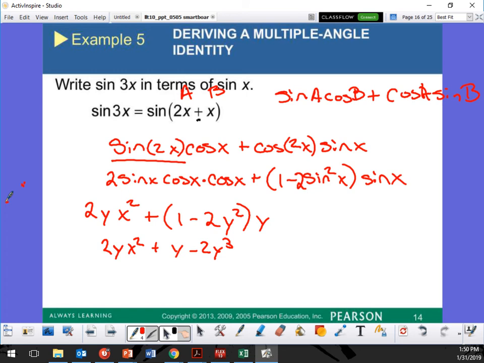Okay, is there a way I could replace my x squared? Yeah, there's a solution: 1 minus y squared, very good. My Pythagorean identity, 1 minus y squared, could replace my x squared. We did that one at the start of this unit. So this is going to be 2y times the quantity 1 minus y squared, plus y minus 2y cubed.